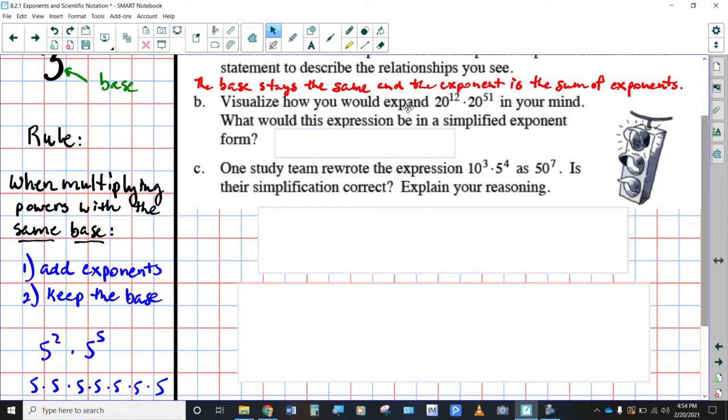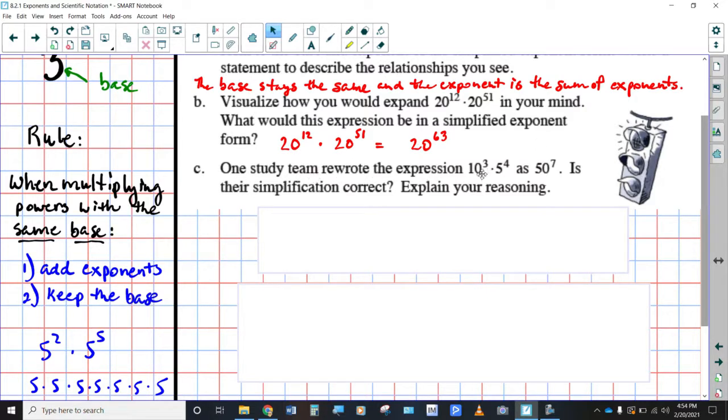It says, visualize how you would expand 20 to the 12th power times 20 to the 51st power in your mind. What would this expression be simplified to as a simplified exponent expression, or in exponent form? Well, if you could picture 20 multiplied repeatedly 12 times here, and then another 51 times here, you would have the number 20 repeatedly multiplied 63 times. So 20 to the 12th power times 20 to the 51st power is going to be equal to 20 to the 63rd power. We're multiplying two powers with the same base, so we added the exponents, 12 plus 51 is 63, and we kept our base.